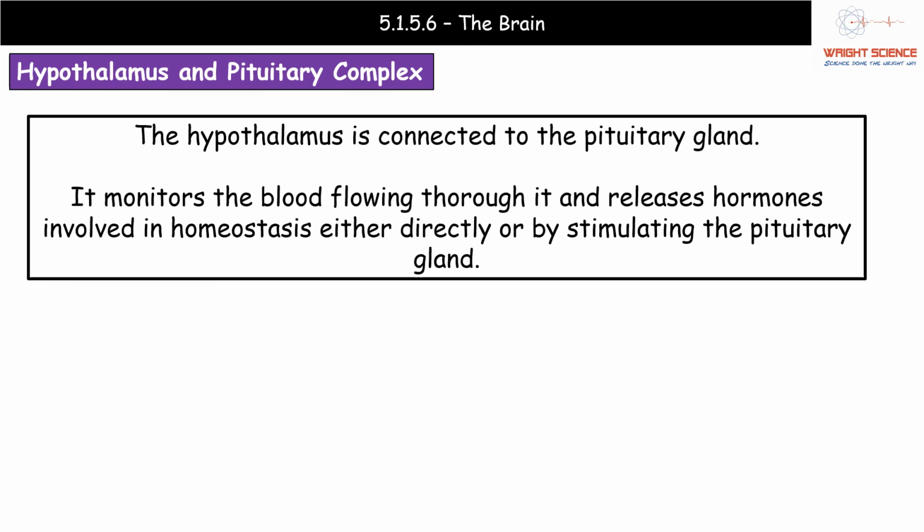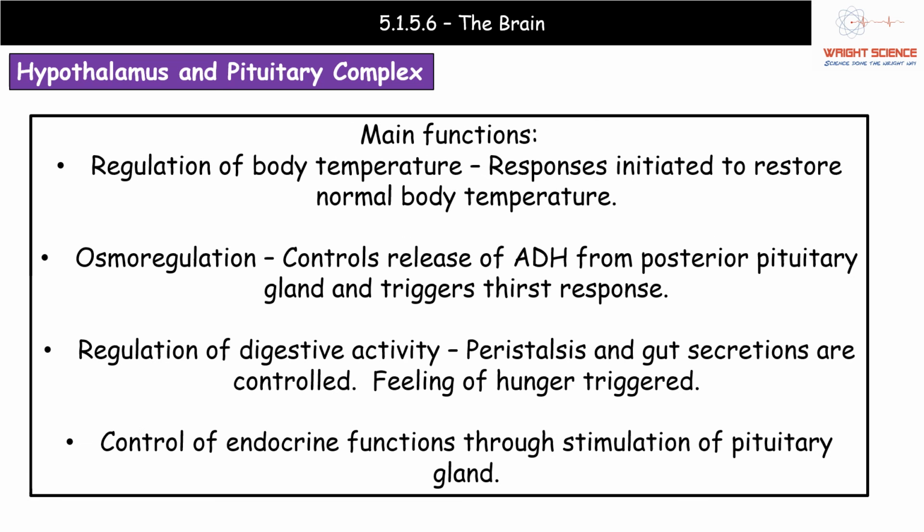Third region, hypothalamus and pituitary complex. So the hypothalamus and pituitary complex are lumped together because they're actually connected. And what we find is that the hypothalamus is going to be monitoring the blood flowing through it, and then it's going to either release hormones directly or stimulate the pituitary gland to release some hormones to then bring those controls about that are necessary for homeostasis.